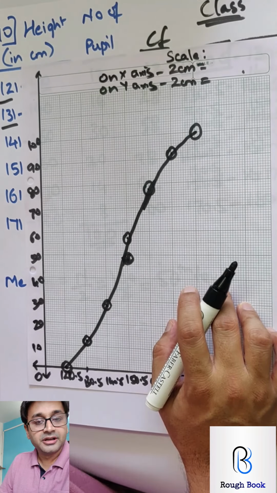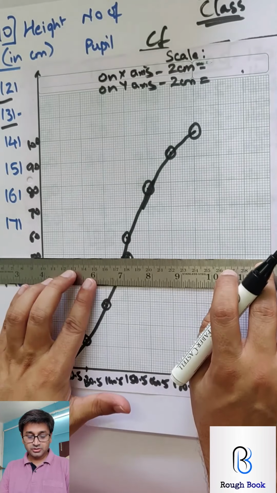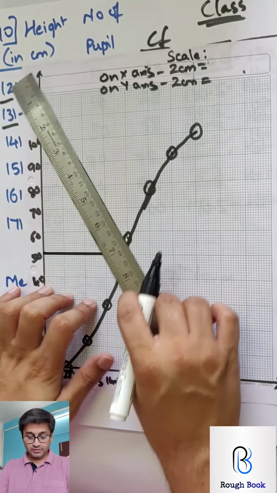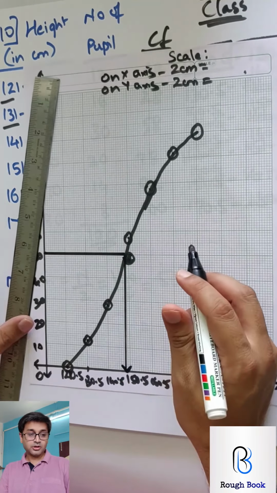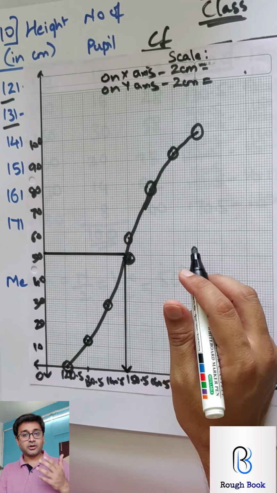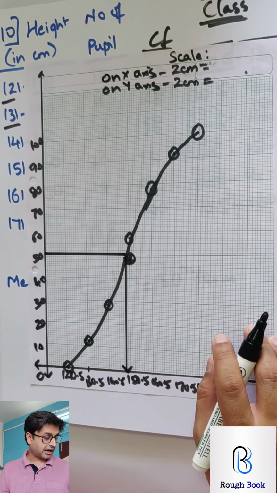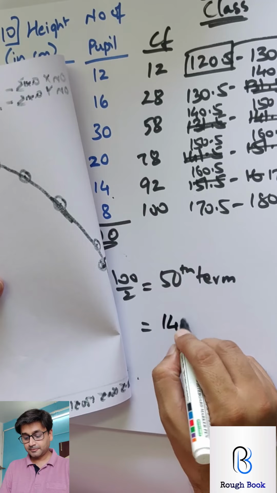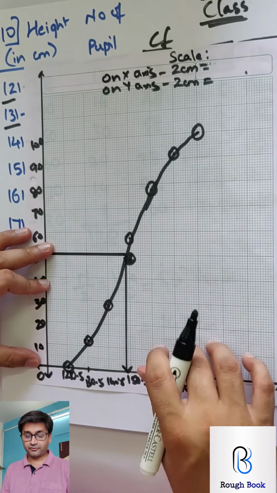Getting the ogive, now let's draw the median. So the median was on what thing? So the median was on 50th term, so 50. Drawing the perpendiculars, pushing it down. You will get an approximate answer, and your answer might not match, but the deviation will be allowed. So don't worry at all. Your answer in this case should be 148 centimeters.